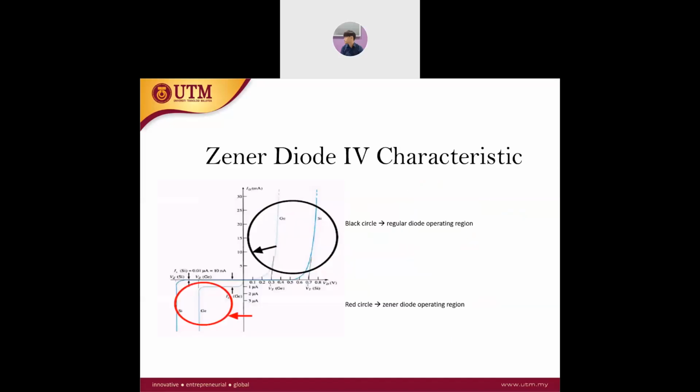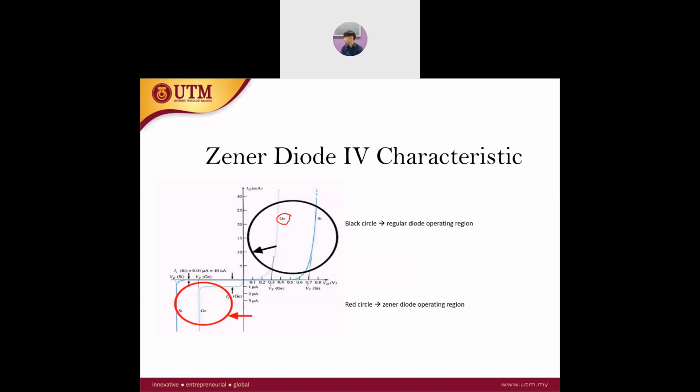So this is the Zener diode's VI characteristic. The black circle is the regular diode operating region. In the forward bias region, the Zener diode operates just like any regular diode. So if it is germanium semiconductor, it will have a VT of 0.3, and if it's silicon, it's 0.7, and so on.